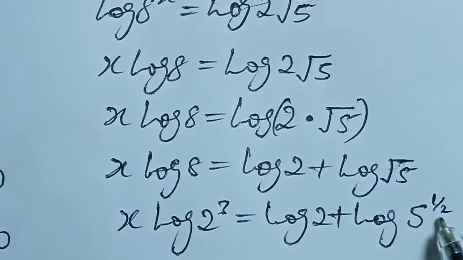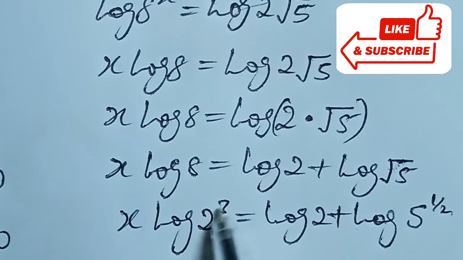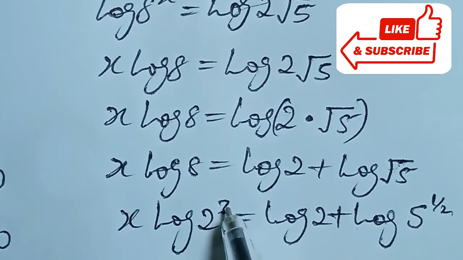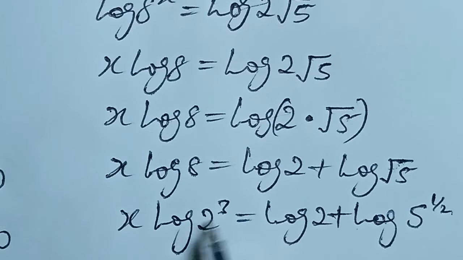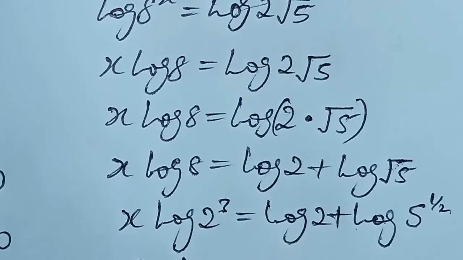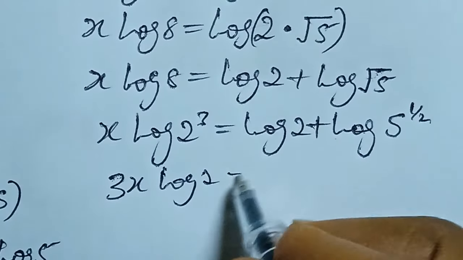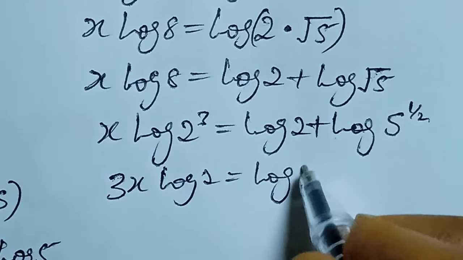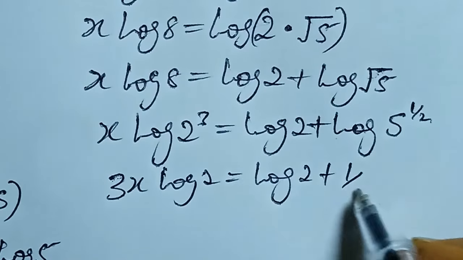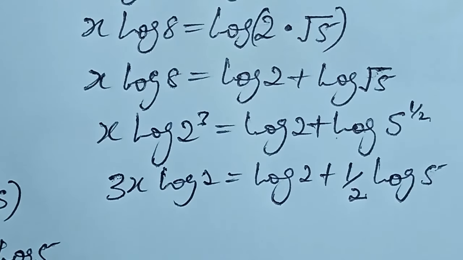Okay, now we can bring this exponent down to the base of this part. And this power over here, this exponent will also come down to the base. So we have 3x log 2 equal to log 2 plus half log 5.